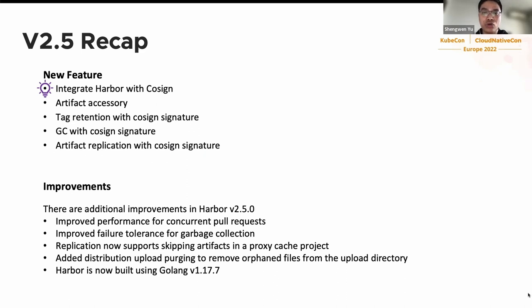To improve the performance, we implemented concurrent pull requests by asynchronously updating artifact pull time and repository pull count. And then garbage collection is now failure tolerant, which means it can continue deleting subsequent artifacts when removing the current artifact errors out. The next two improvements are the support of skipping artifact replication in a proxy cache project and the ability to remove orphan files from the upload directory. And lastly, Harbor is now built using Golang version 1.17.7.